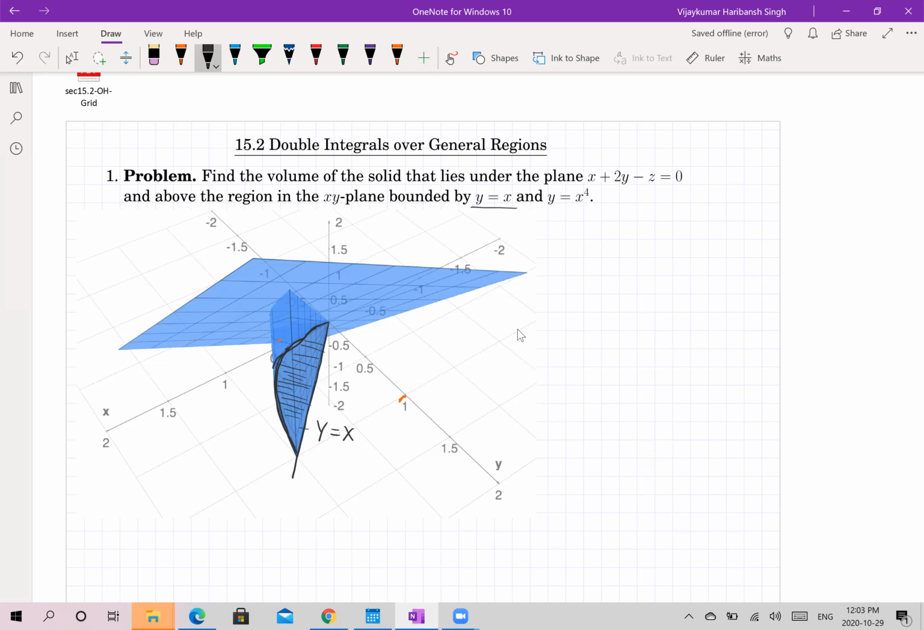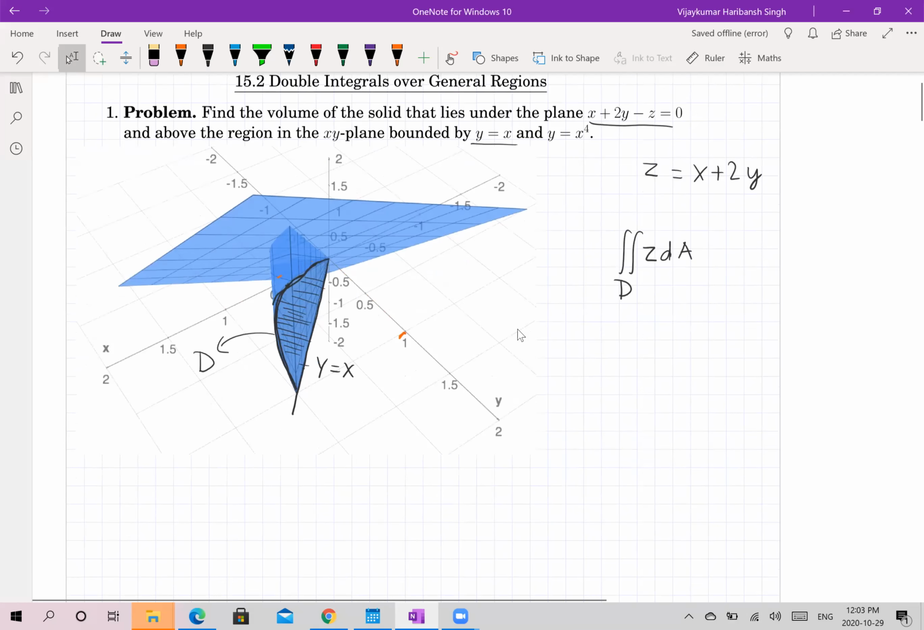This is our domain D, and we want to find the integral of the function over this domain. If you write it as z equals x plus 2y, to find the volume you're looking at the integral of z dA over region D. So how do we get to this from a rectangular domain?